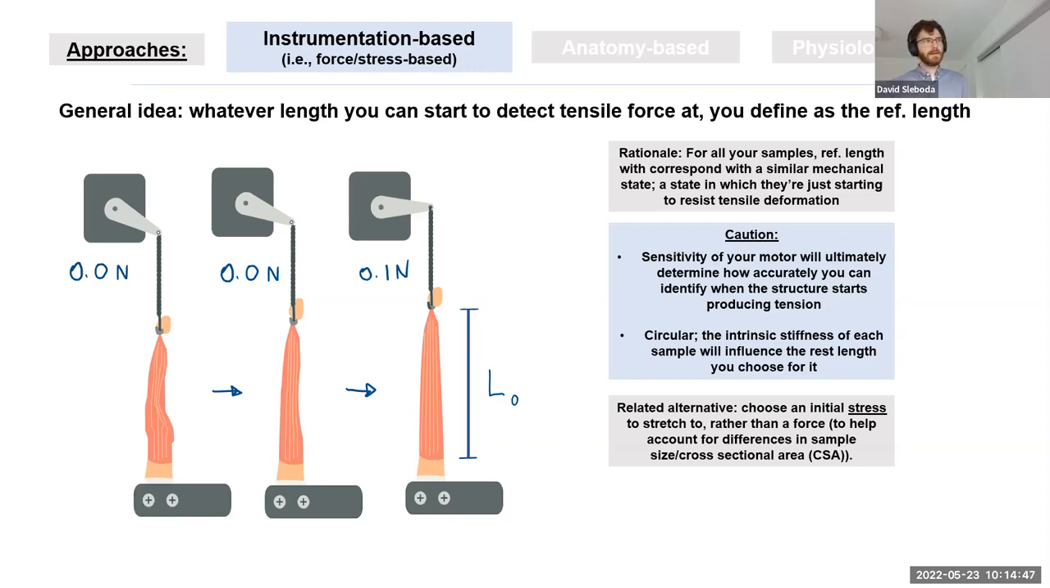So in general, these force or stress-based methods are relatively easy. They don't require a whole lot of prep work. You can perform them on samples that are completely removed from their anatomical context, and they really don't take a lot of time in your experiments. But they do involve some pitfalls that can have an effect on your data, mostly stemming from this circularity between force and length. And that definitely doesn't discount this method, but it's something you want to consider as you think about your particular experiment.